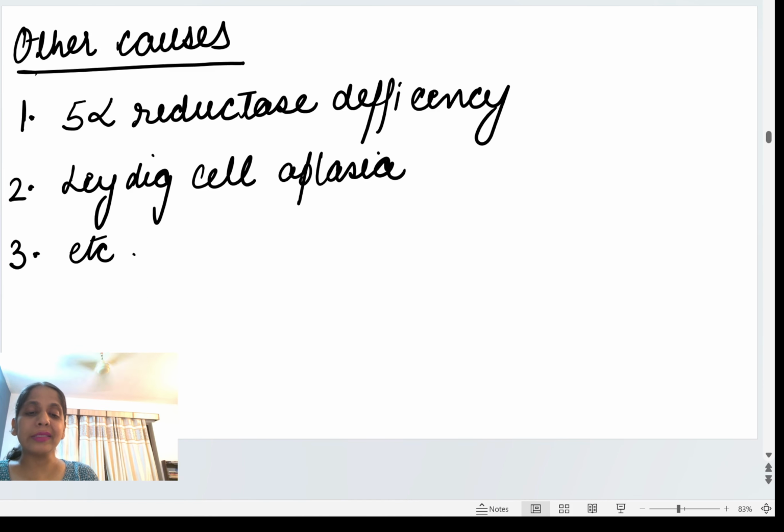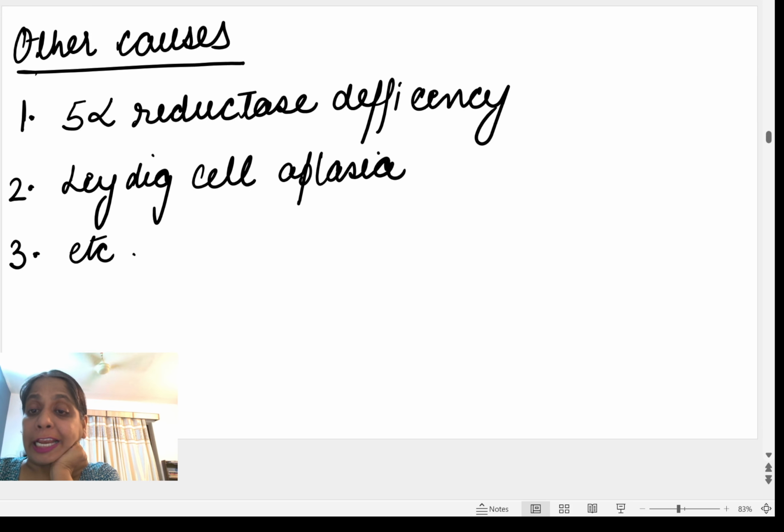So we saw that in androgen insensitivity syndrome, androgens were produced, but the androgen receptors were faulty, and that is why the whole XY genotype changed into female, and the secondary sexual characteristics also changed into female.